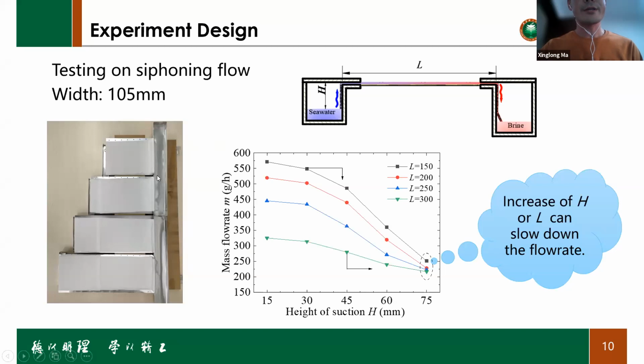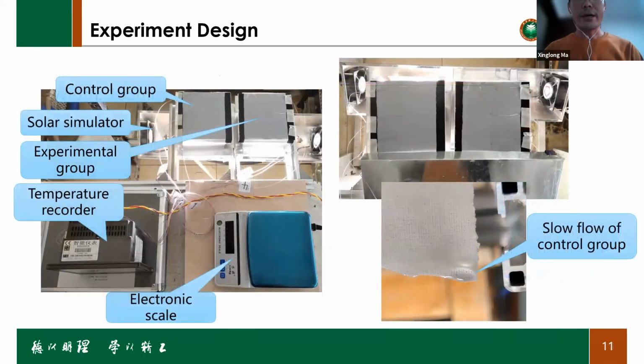This is a later experiment. We try to test the siphonage flow. The interesting thing is that the flow rate is obviously changing with the length and height. So that means we can control the flow rate easily. Okay, then we set up an experiment according to the above test.